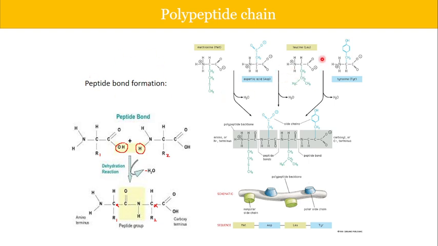Then another amino acid comes and joins via the loss of a water molecule, and this process keeps on repeating, and then you get a series of peptide bonds and a series of amino acids joining together to give you the primary structure of a protein.